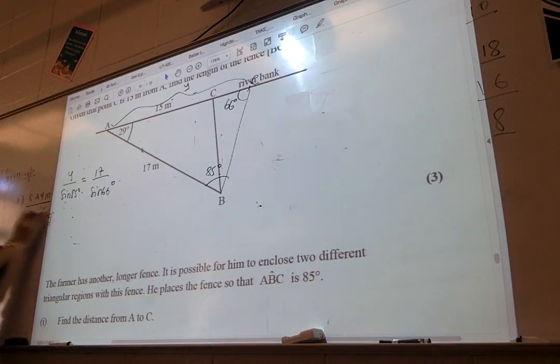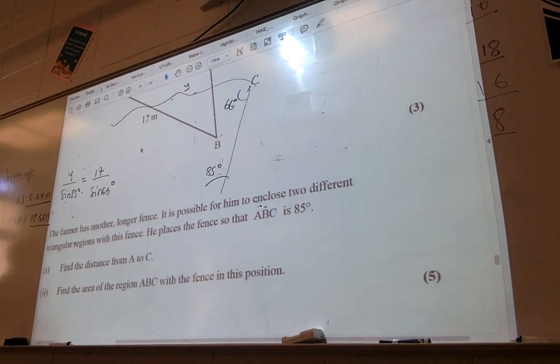18.5 meters. Don't forget the units, meters. Are we good with this one?